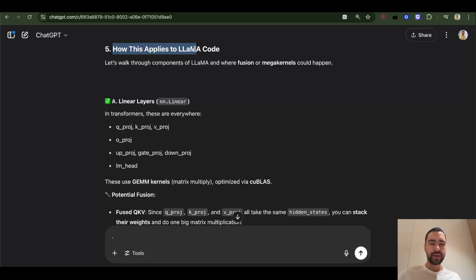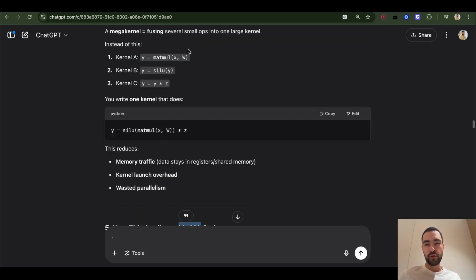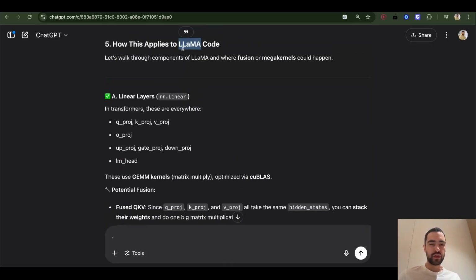So how does this apply to Llama code? In this instance, I'm analyzing Llama code, but we're going to use this for our LLM. So how does this apply to our LLM as well? We will walk through components of Llama to see where fusion and mega kernels could happen, but Llama is similar to our LLM, so we will be able to apply that to our LLM from scratch as well.